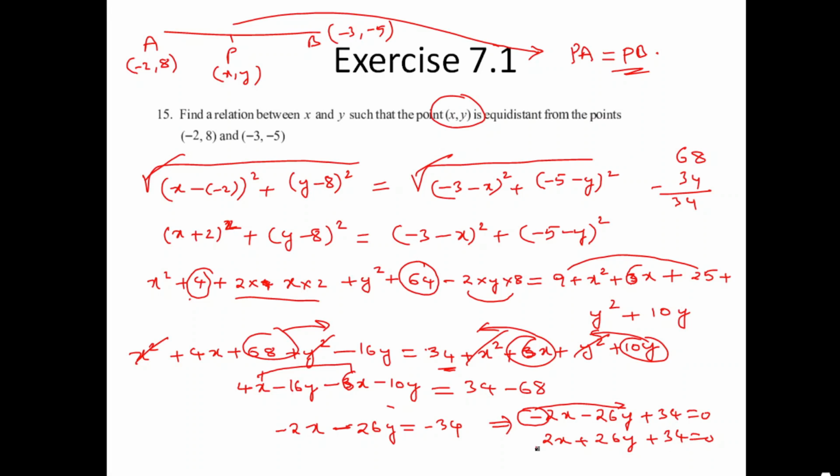Now dividing the equation by what number? You need to divide the equation by 2, so that the end result is x plus 13y plus 17 equivalent to 0. This is your required condition of the equation.